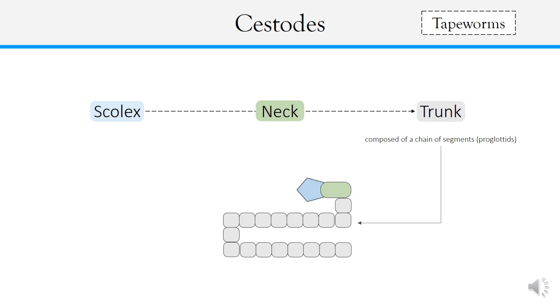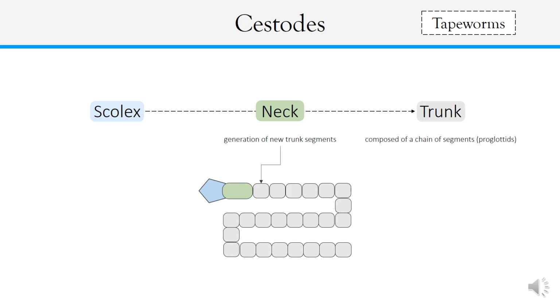And here you see a schematic illustration of the scolex, neck, and trunk that is composed of a chain of segments. Each of these segments is called a proglottid. The neck is the location of generation of new trunk segments. So these new trunk segments are derived from the neck. And you may see here how it happens.